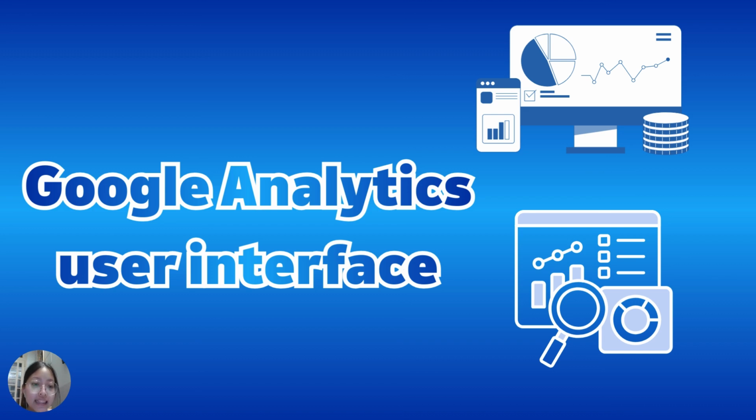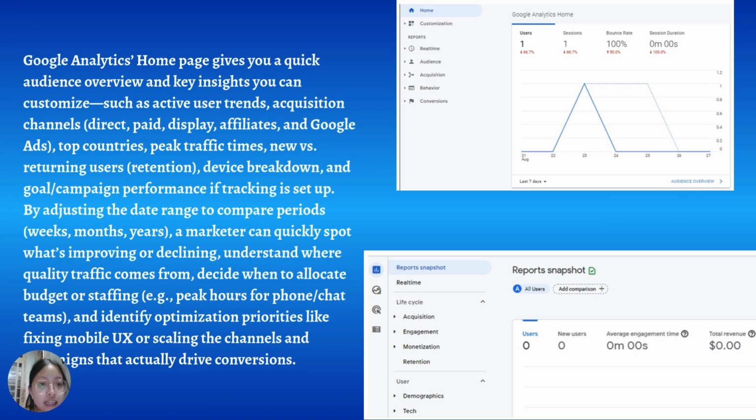So, moving to the Google Analytics user interface. The Google Analytics homepage gives you a quick audience overview and key insights you can customize, such as active user trends, acquisition channels, top countries, peak traffic times, and so on. By adjusting the date range to compare periods like weeks, months, years, a marketer can quickly spot what's improving or declining, understand where quality traffic comes from, decide when to allocate budget or staffing, and identify optimization priorities like fixing mobile UX or scaling the channels and campaigns that actually drive conversions.